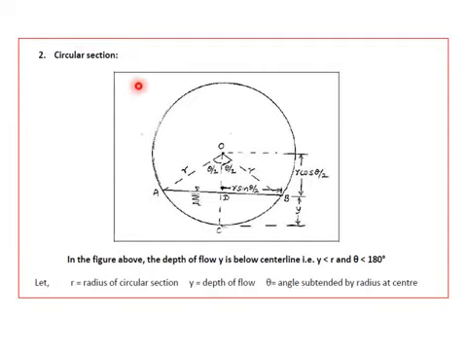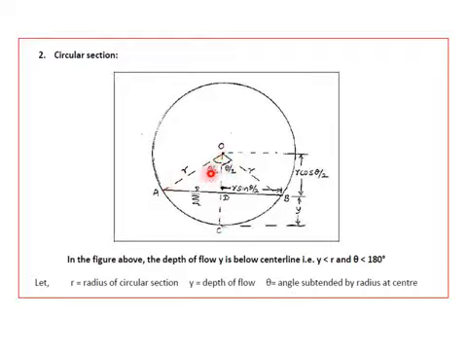Now coming to the circular sections. Suppose the free surface is somewhere here. The free surface can be at the center line, below the center line, or above the center line. So we can derive the formulas for each of the geometric elements. Let the angle subtended between the radii be theta. When you put a vertical line here, it divides into theta by 2 and theta by 2.